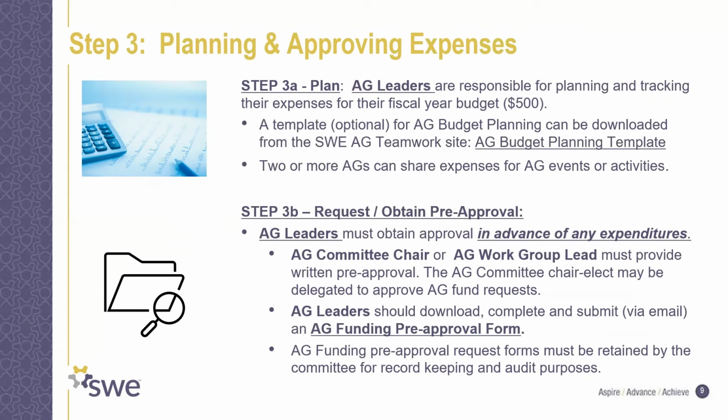AG leaders are required to obtain written approval in advance of any expenditures. You can download the AG funding pre-approval form from the Teamwork site. Email your request form to your AG workgroup lead. The AG committee chair will inform you if there is another delegate, such as the committee chair-elect, who will be approving spend requests. The committee must maintain pre-approval documentation in order to support audits or validation.